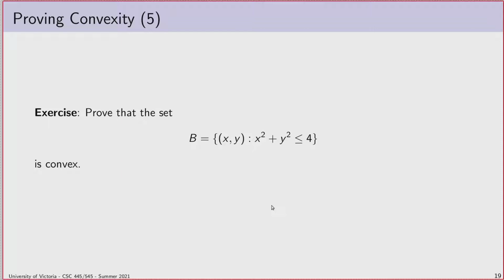So next one, this is an exercise that you might want to try as a character building exercise. This is talking about a circle of radius 2, and it's the set B, and it turns out it's a convex set, and the question is, can we prove it?